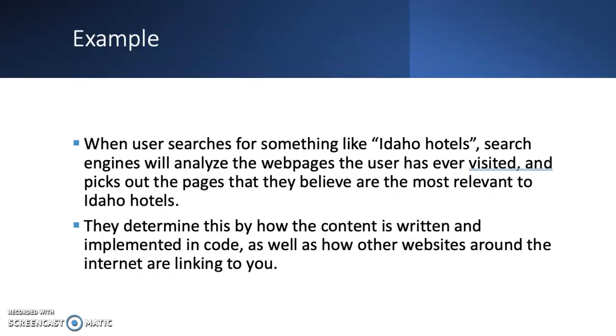Some examples: when a user searches for something like Idaho hotels, the search engine will analyze every web page it has ever visited and pick out the pages that it believes are most relevant to Idaho hotels. It determines this by how the content is written and implemented in the code, as well as how other websites around the internet are linking to you.